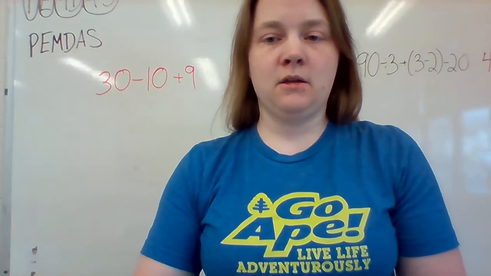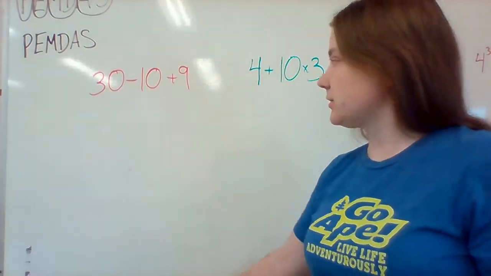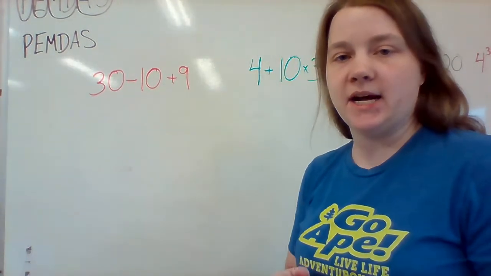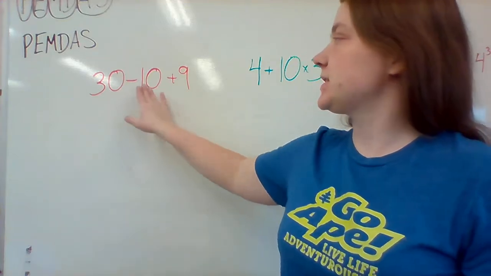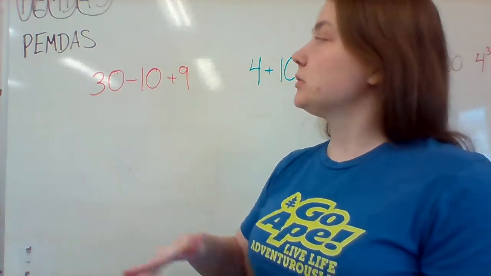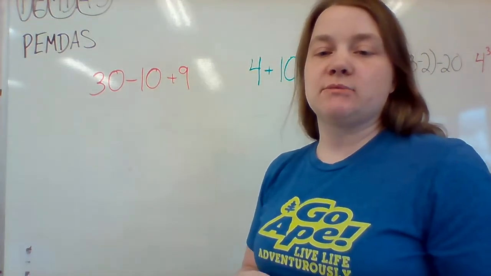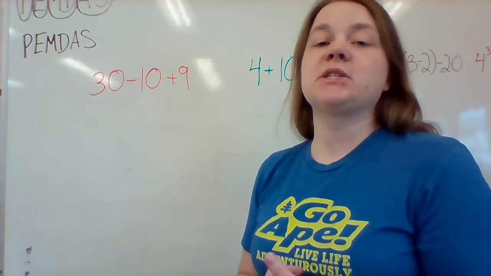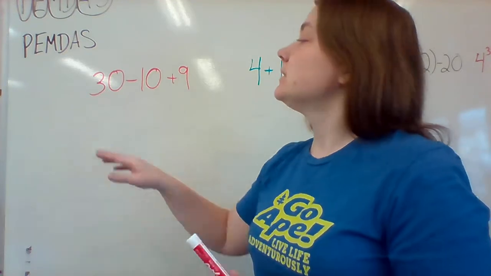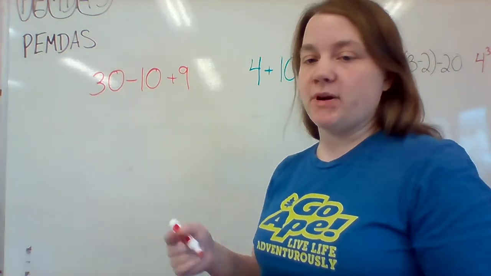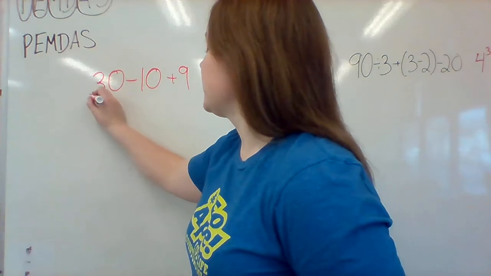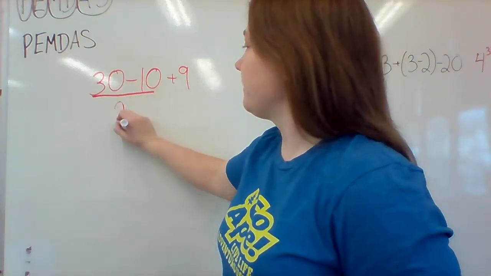So, the first problem is 30 minus 10 plus 9. Now, looking at this problem, there's just subtraction and addition, so I only have to worry about the last part of PEMDAS, the addition and the subtraction. So I don't need to do anything except solve it in the order that I see it. So, the first thing I see is 30 minus 10. 30 minus 10 is 20.